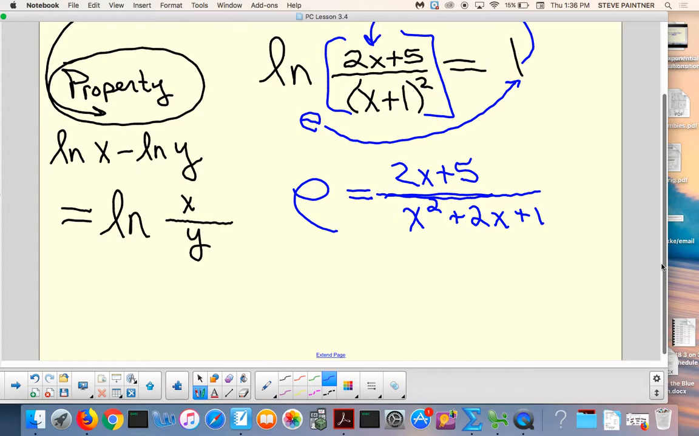Quadratic equation on the bottom? No, that's not your answer. Your answer is x. Could you use the quadratic formula? No. To do the formula, it's got to equal 0. Everything's got to be on one side.